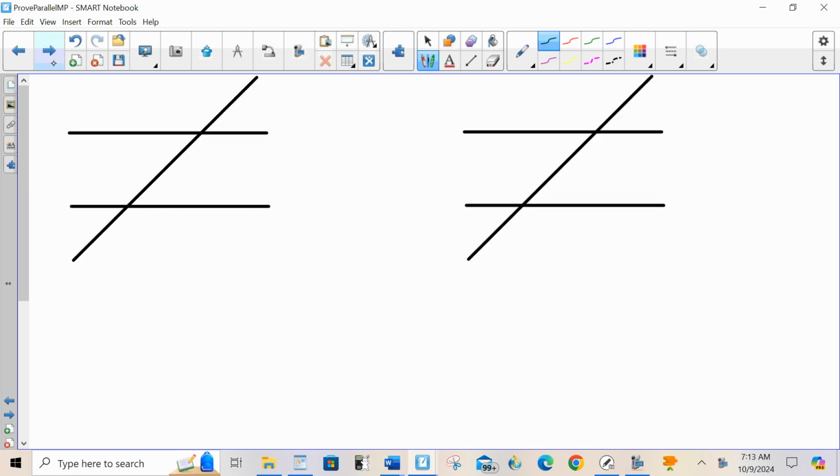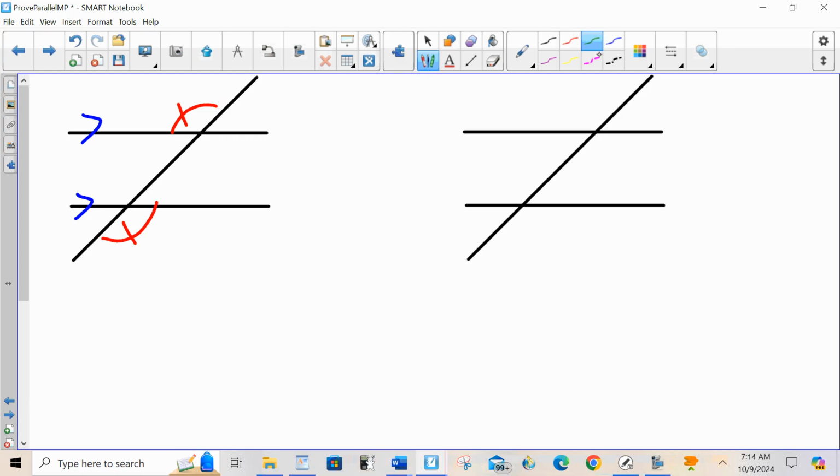So we know what to do when we're told that lines are parallel. If we know that these lines are parallel, we know that we can conclude that alternate exterior angles are congruent. We can conclude that alternate interior angles are congruent. And we can conclude that corresponding angles are congruent.